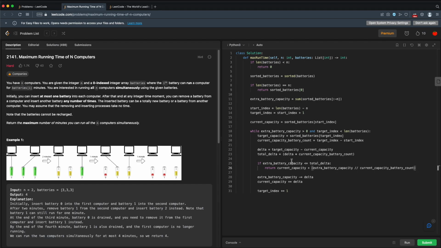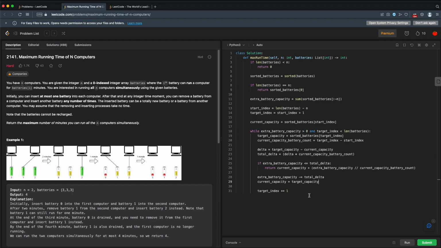If we're able to raise all the batteries to the next target, then we have to reduce our extra battery capacity by our total delta, because we have to divide that among multiple batteries. But our current capacity only gets to increase to our new target. So actually, let's make this, instead of plus equals delta, our current capacity just equals our target capacity. That makes it a little bit easier. All right, if we have enough extra battery capacity to increase all of our batteries up to the next target, then we'll have to reduce our total extra capacity by our total delta, but then we can set our current capacity to this new target. Then we increase our target and we move on.